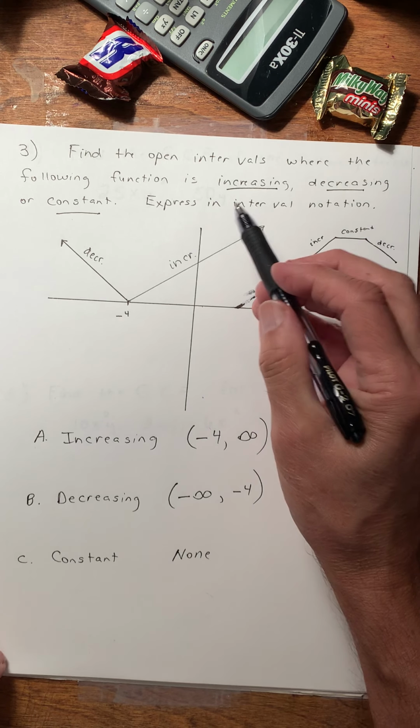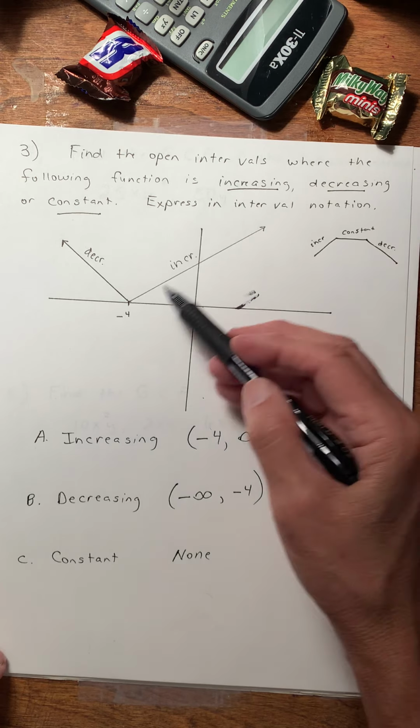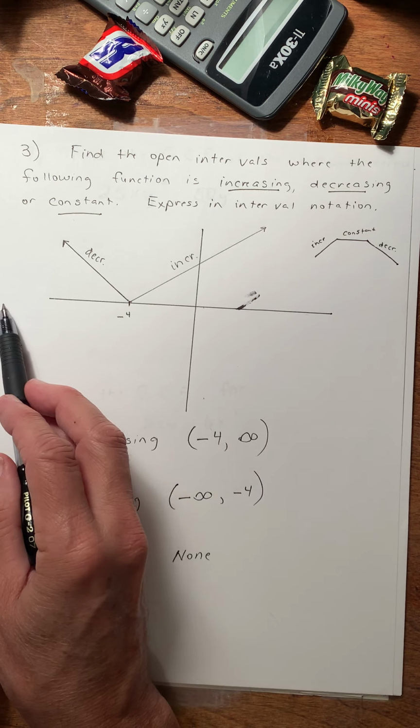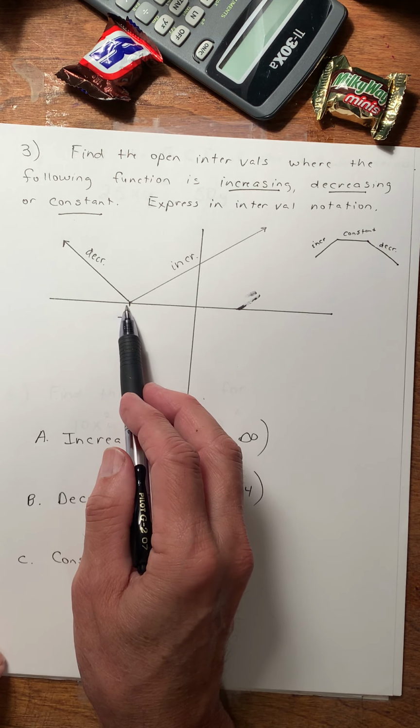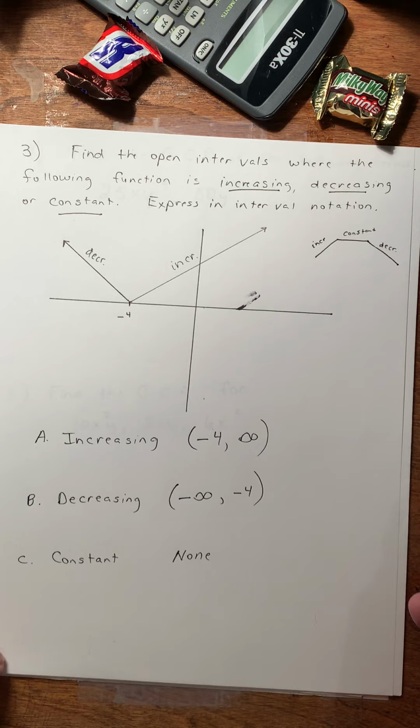So when you're doing your interval notation, you're looking at the x-axis. I don't care how high it goes or how low something goes. You're looking at the x-axis. So from -infinity to -4, from -4 to positive infinity.